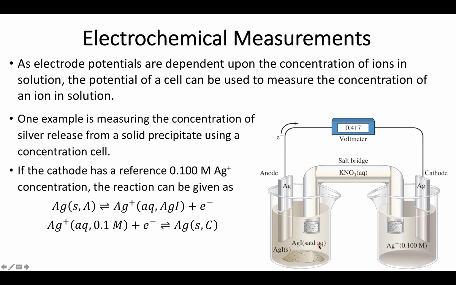So let's say our cathode has a reference of 0.1 molar silver. Our cathode reaction is going to have the silver ions as the reactant and the silver solid as the product. In reverse, our anode will have that saturated silver as the reactant. So we can set up a reaction to determine the concentration of those saturated silver ions. If we set products and reactants, the solids won't matter that much, and I start with that 0.1 molar silver as my reactants and the unknown concentration of silver as my products.